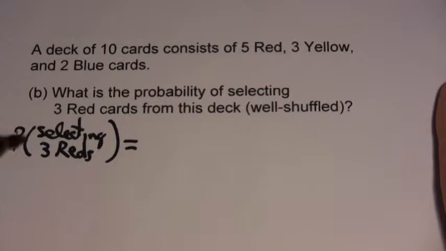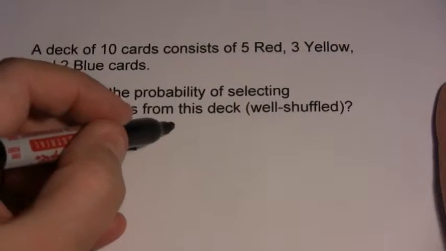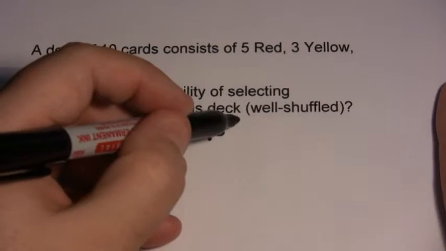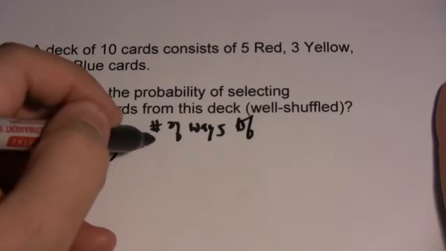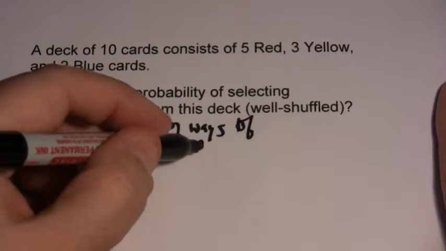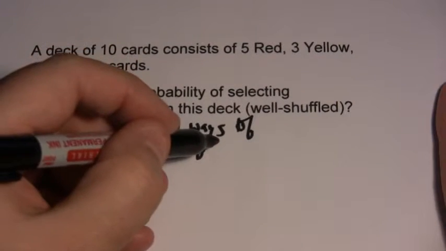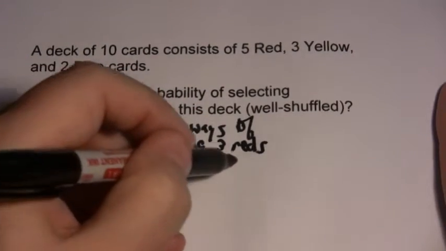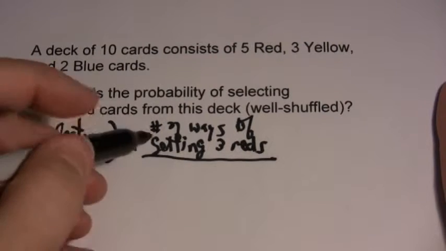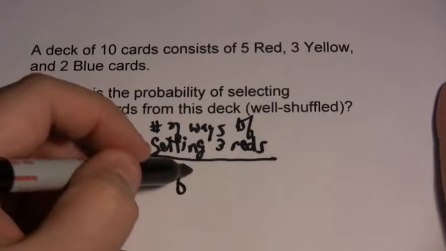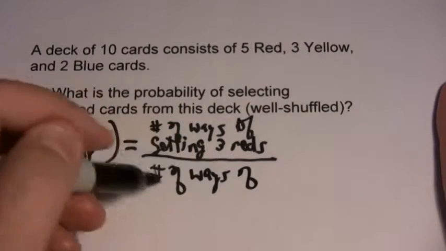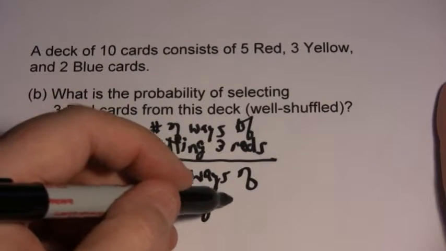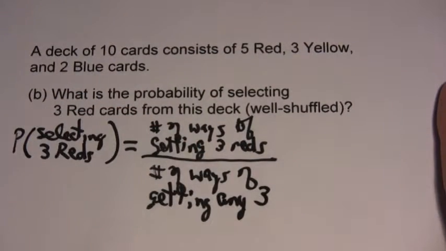The probability of selecting 3 reds, by the basic probability principle, is simply the number of ways of getting what we want, which is 3 reds, divided by the number of ways of getting any 3 cards. We don't care what they are.